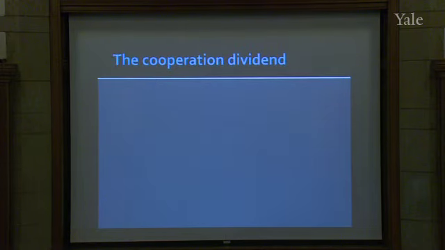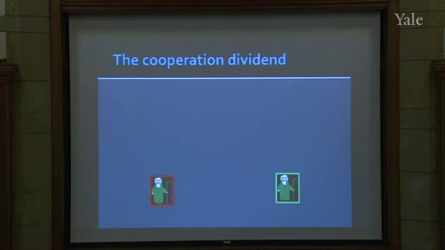And the cooperation dividend was unavailable to you because, of course, this is a big room and you're seated in rows and you couldn't collude and there were no enforcement mechanisms. What's the cooperation dividend look like? Well, it looks like this.